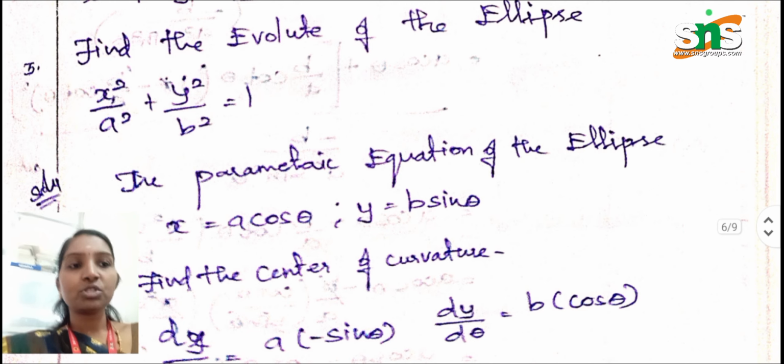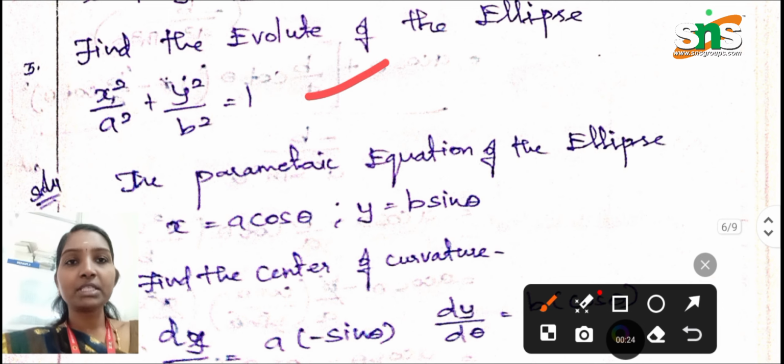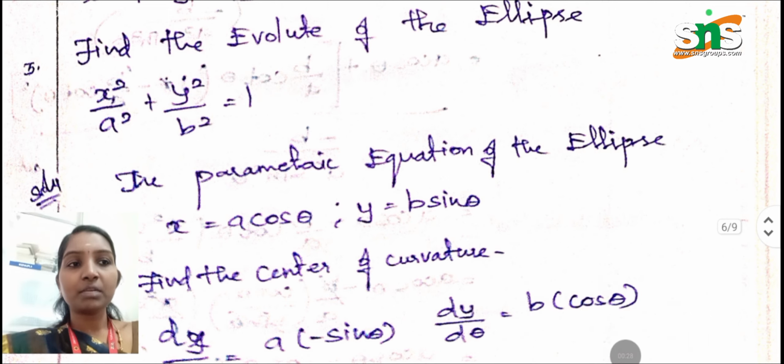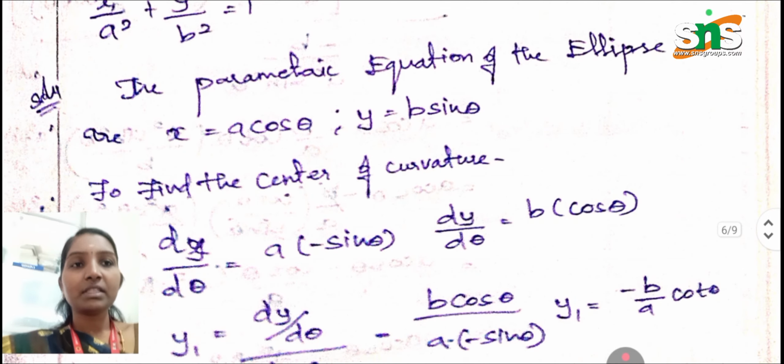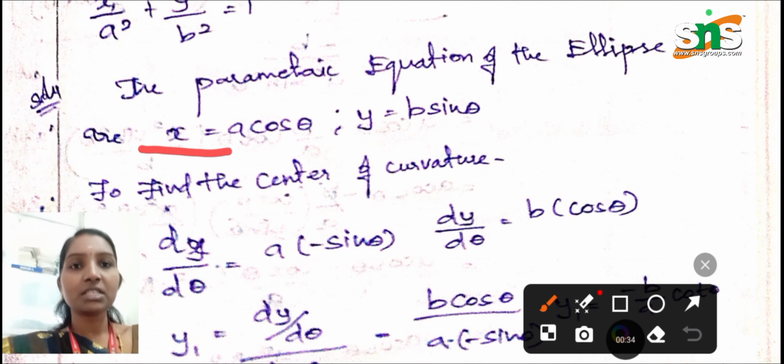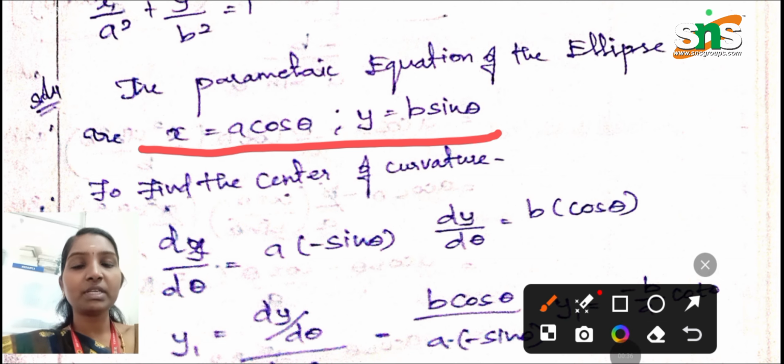What is the equation of the ellipse here? It is x squared by a squared plus y squared by b squared is equal to 1. This is the equation of the ellipse. In the first step, we have to write the parametric equation of the ellipse. What are the parametric equations of the ellipse? It is x is equal to a cos theta and y is equal to b sin theta.